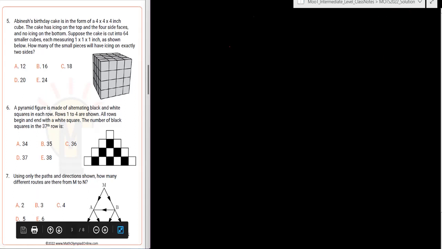All right, 7th question. Okay, this is a problem in graphs. You have to find out how many routes are possible from m to n. All right, let's again grab this image and work with it.